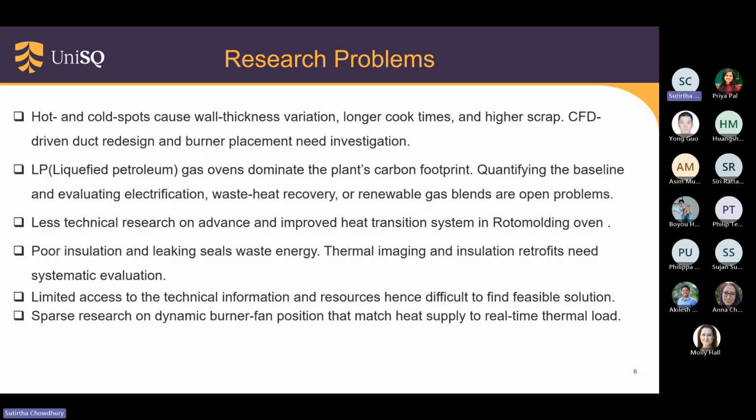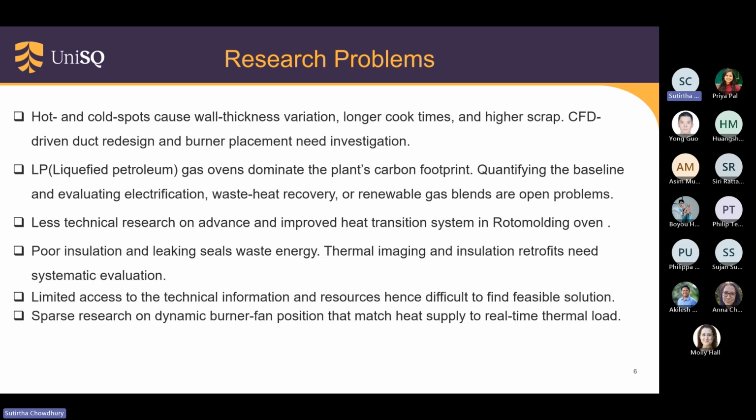While doing the research, we have figured out some research problems, which can also be shown as the research gaps. Hot and cold spots cause wall thickness variation, longer cooking times, and higher scrap. CFD-driven duct redesigns and burner placements need investigation. LPG gas ovens dominate the plant's carbon footprint, so quantifying the baselines and evaluating electrification is needed. Moreover, less technical research on advanced and improved heat transfer systems in rotational molding is evident.